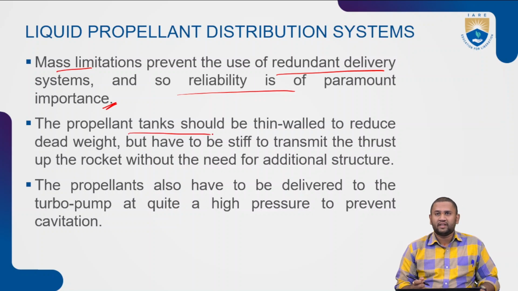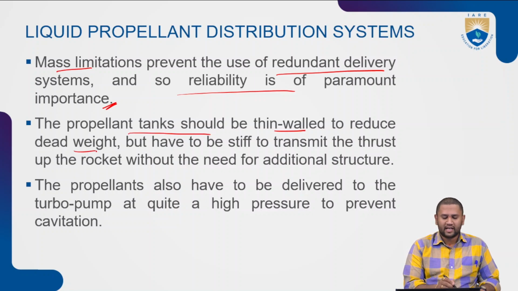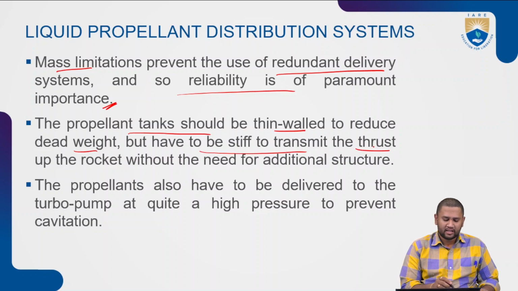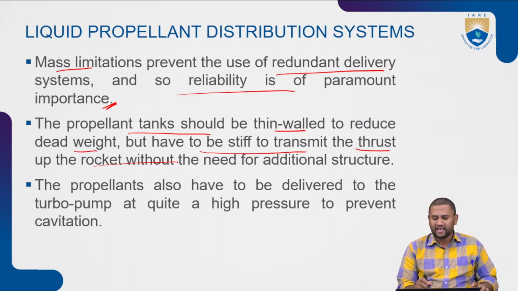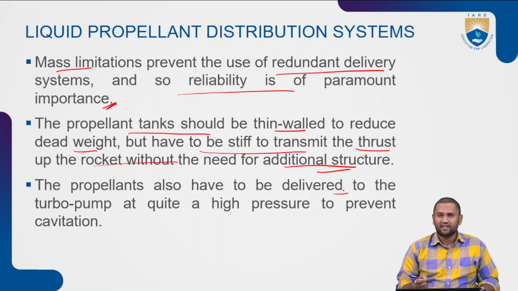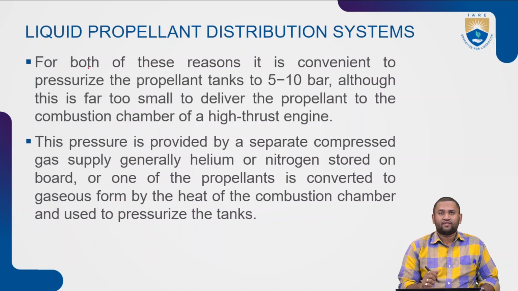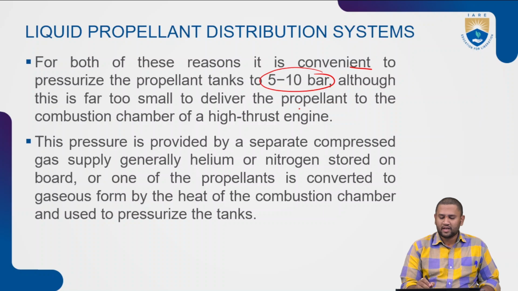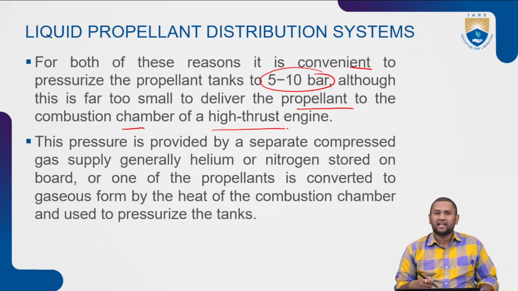The propellant tank should be thin walled to reduce the dead weight, but has to be stiff enough to transmit the thrust up to the rocket without the need of additional support structures. The propellants also have to be delivered to the turbopump at quite a high pressure to prevent cavitation. For both of these reasons, it is convenient to pressurize the propellant tank to 5 to 10 bar, although this is far too small to deliver the propellant to the combustion chamber for a higher thrust engine.